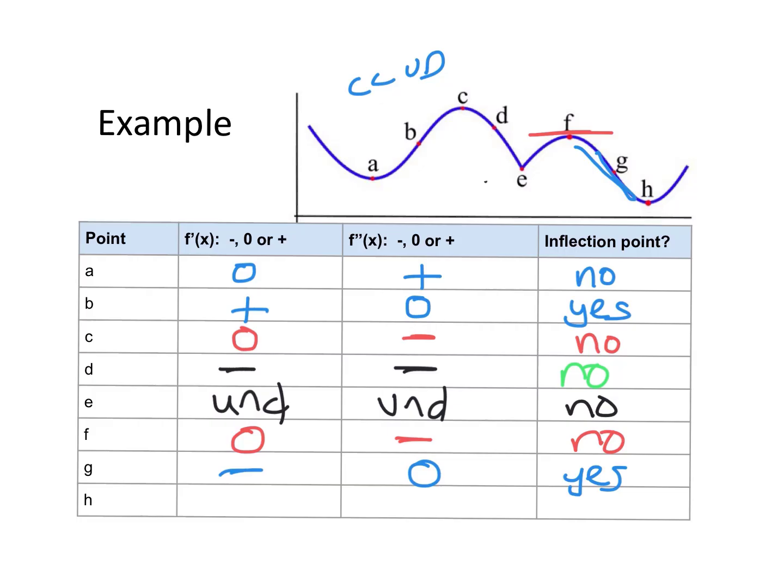Finally, at point H, again, we have that horizontal tangent, so we have a 0 slope there, and we have our curve being concave up there. So that means our function has a second derivative that is positive, and this is not an inflection point.